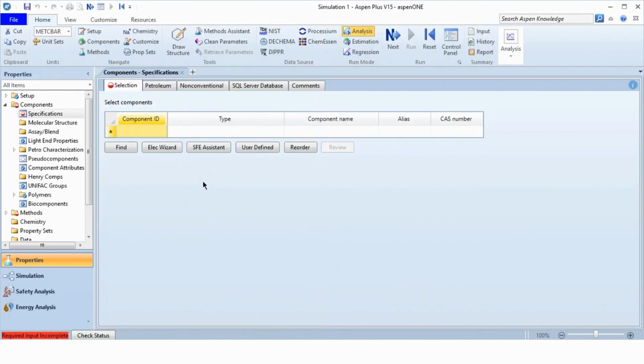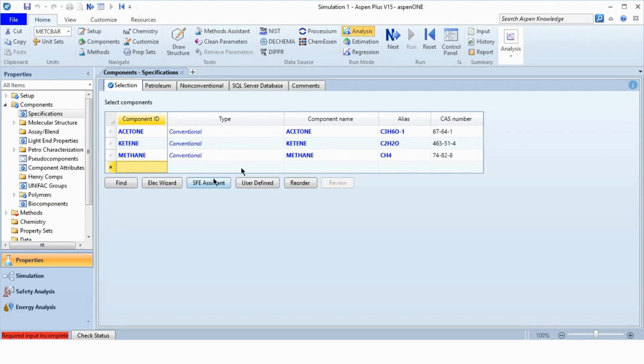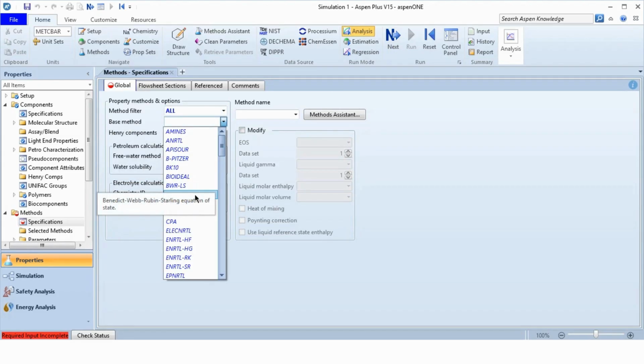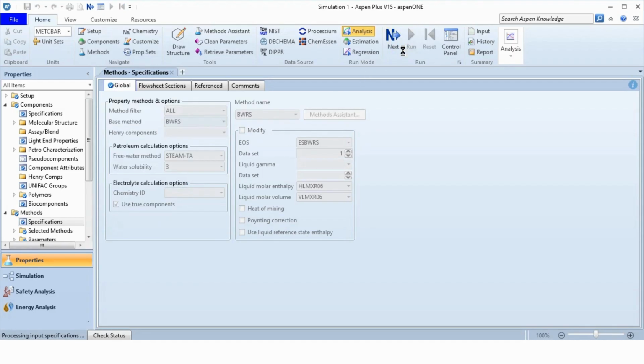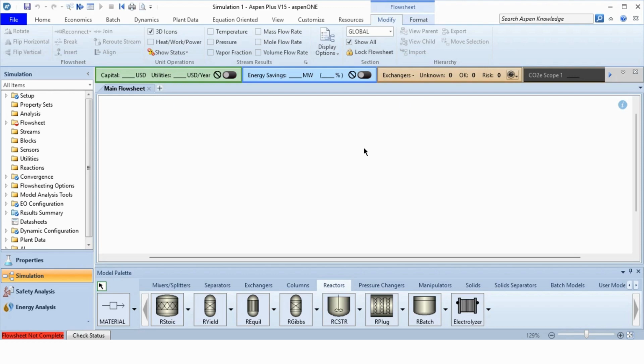Coming here, we will first add the components acetone, ketene, and methane. Clicking on the next button, we will select the property package as BWRS, which is the Benedict-Webb-Rubin-Starling equation of state. Then we will click on the run button, and once the results are available, we will go to the simulation environment. Now we will select the required reactor, which is the RPlug, a rigorous plug flow reactor with rate controlled reactions based on known kinetics.